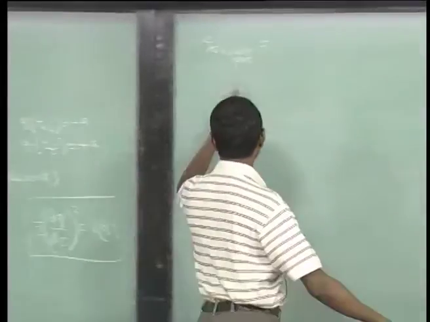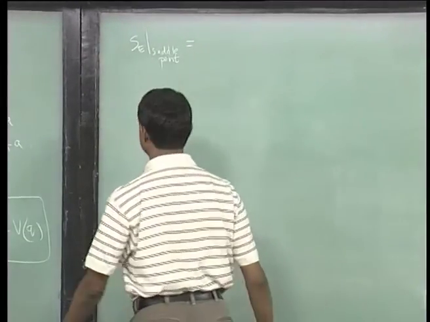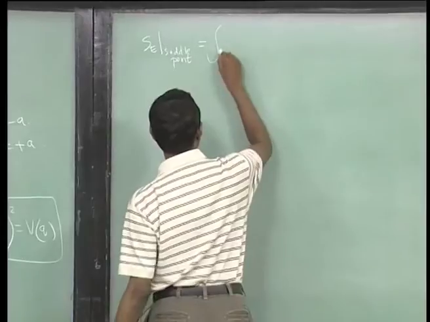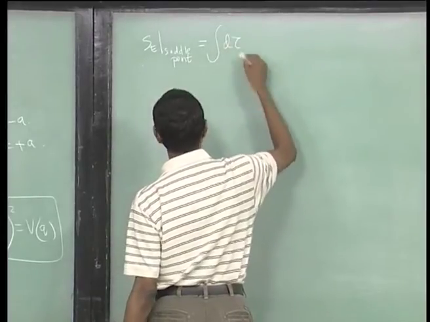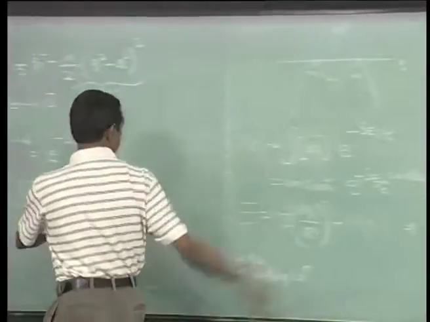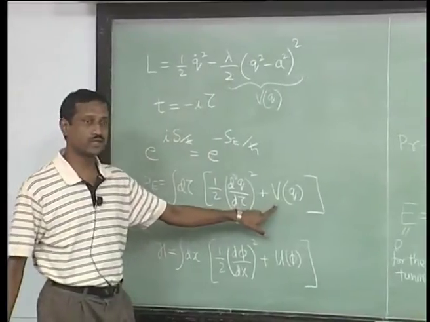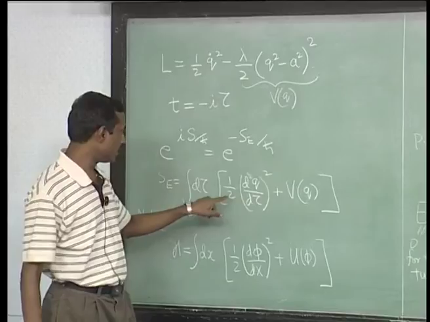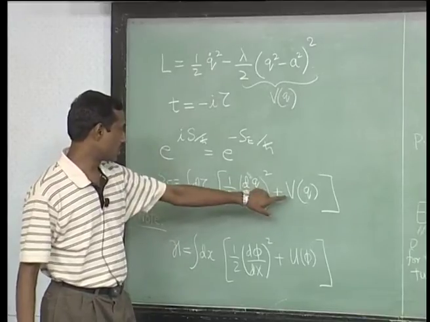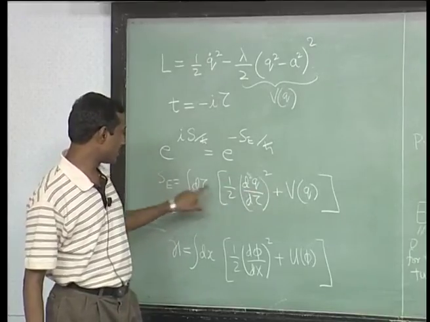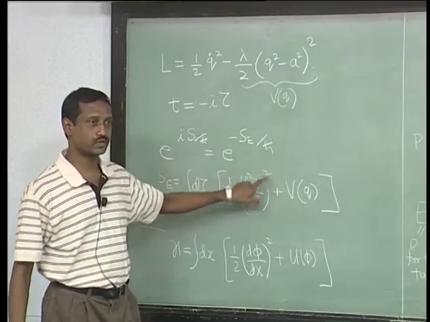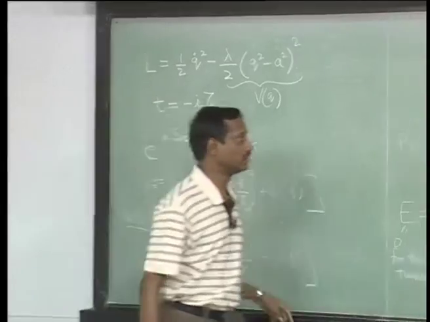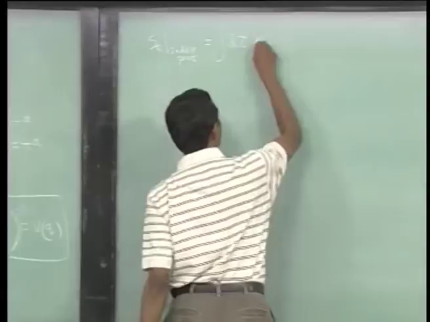So S of the saddle point would be the integral over d tau of, well, that boxed quantity tells you V of q is the same as half dq by d tau whole square. So I can just go ahead and substitute, and this would just become dq by d tau whole square, because half plus half is 1. I can just write it in this fashion, but I will write it slightly differently.